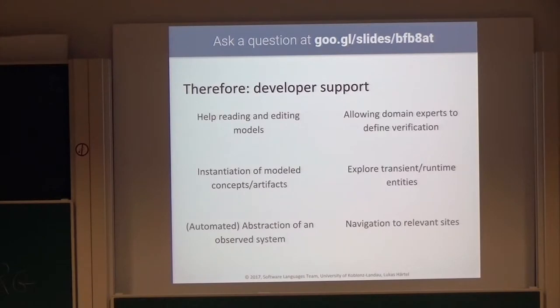For the developer, we try to give good support for creating, editing and viewing these models. And we try to give them support for these features. For example, automatic abstraction of an observed system, so that if you have a pattern that some facts follow, they can be automatically uncovered instead of developers pulling everything from the model by themselves. Or instant exploration of transient and random entities. I'll come to that later.